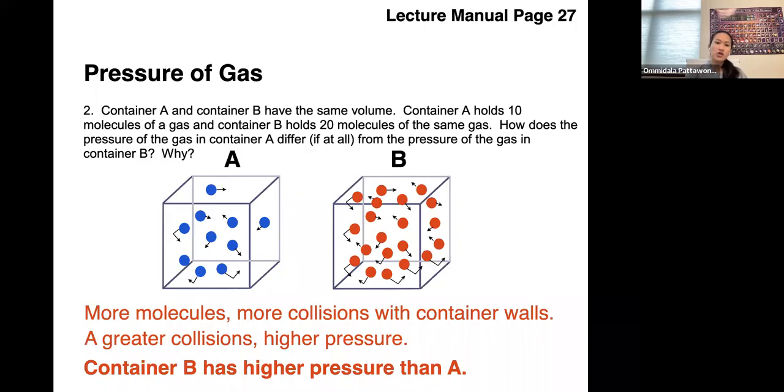So if you talk about the pressure of gas, know that the more molecules, the more collisions, and the pressure of gas would be higher. This is the fundamental concept that you need to understand.